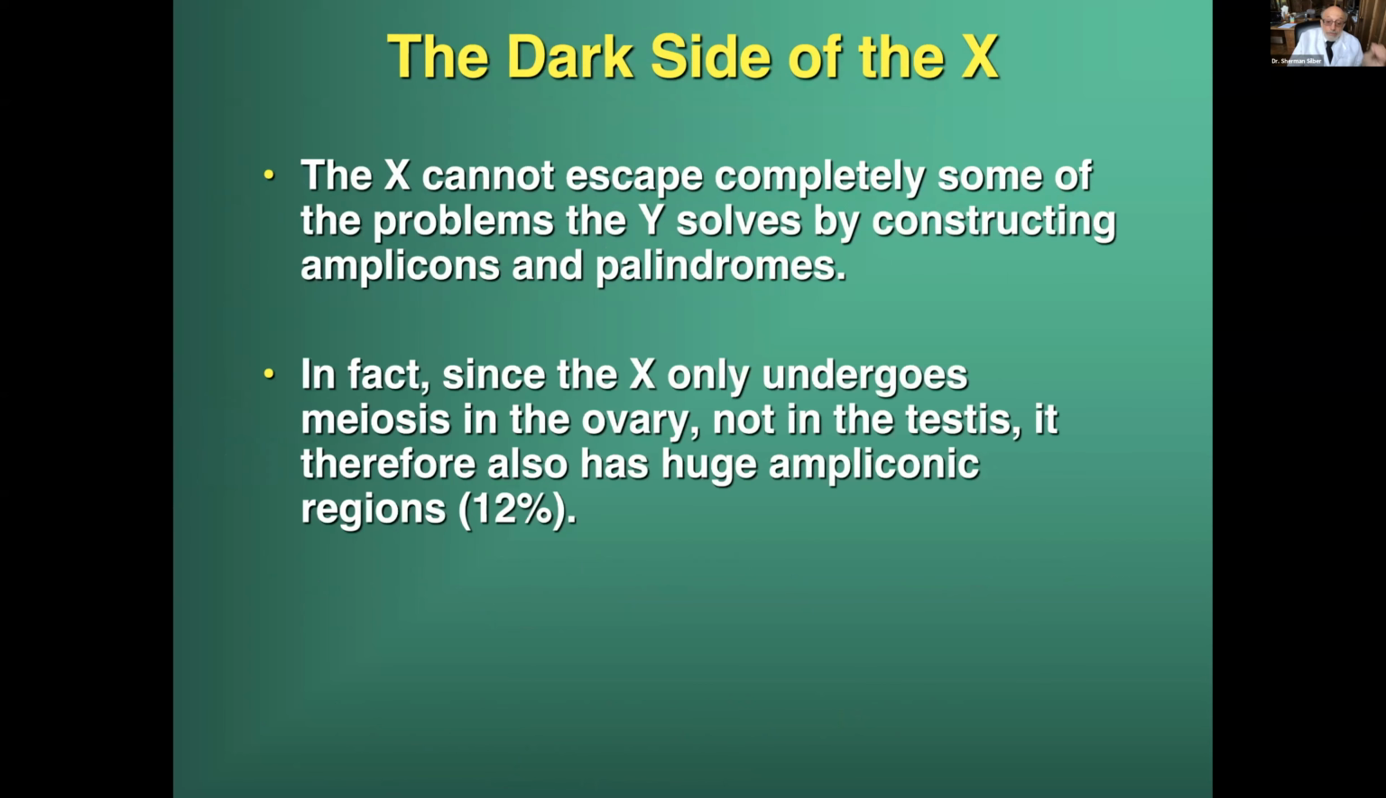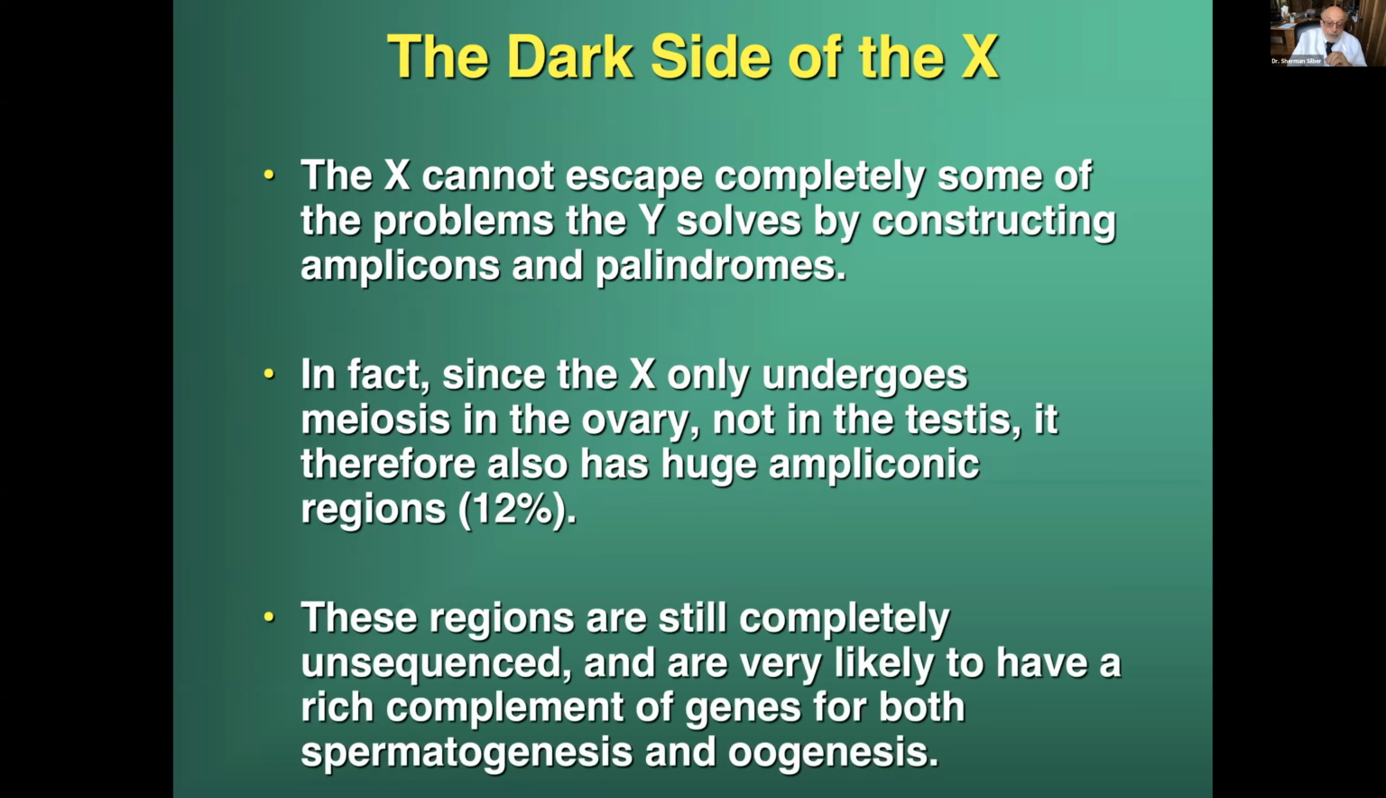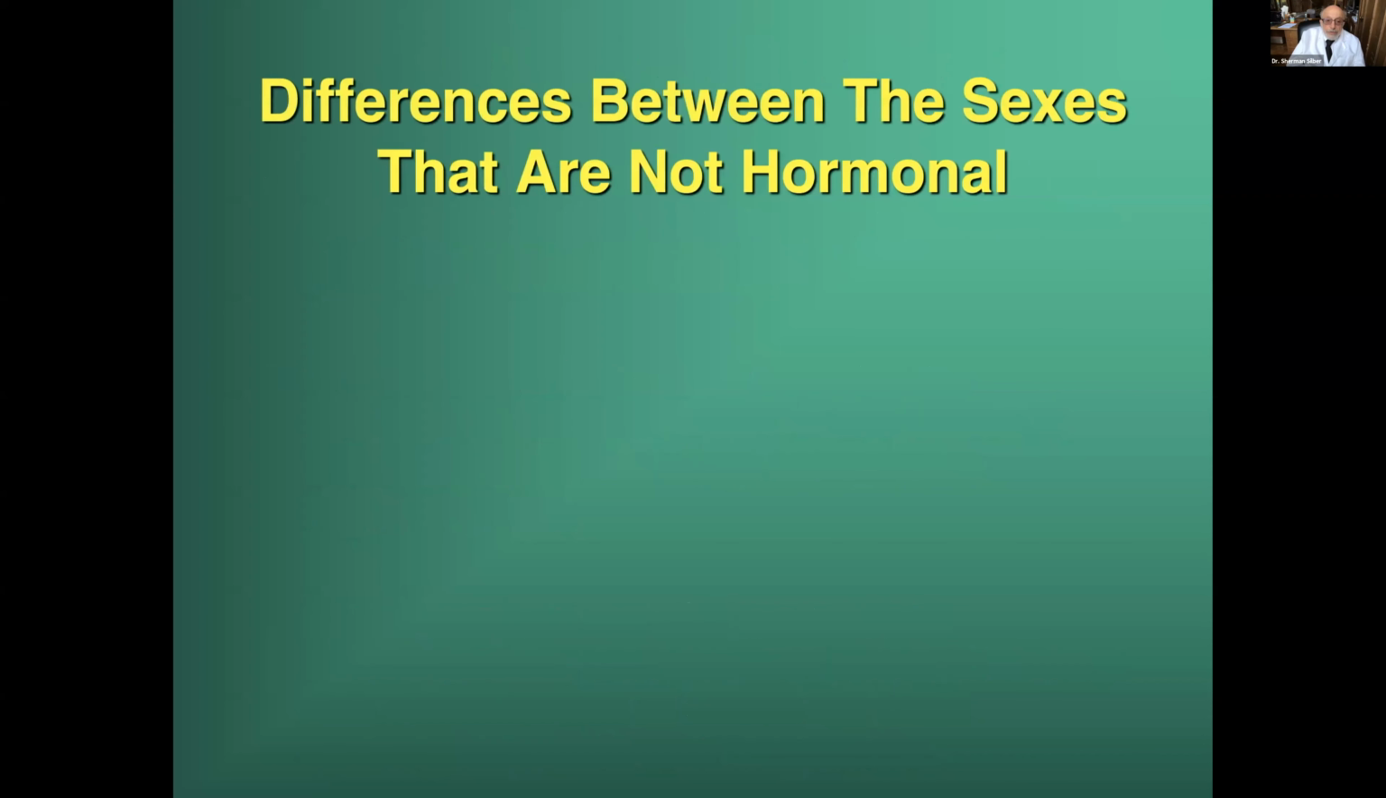In fact, 12% of the X only undergoes meiosis in the ovary, not in the testes, where it spends 1/3 of its life. So it therefore has huge ampliconic regions. 12% of the X is just like the Y. And these regions are still completely unsequenced, very likely to have a rich complement of genes for both spermatogenesis and oogenesis. But one other thing, what about the difference between the sexes?